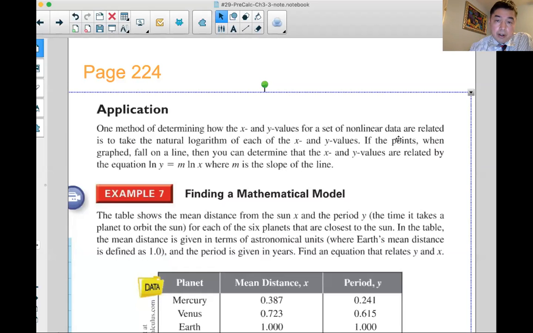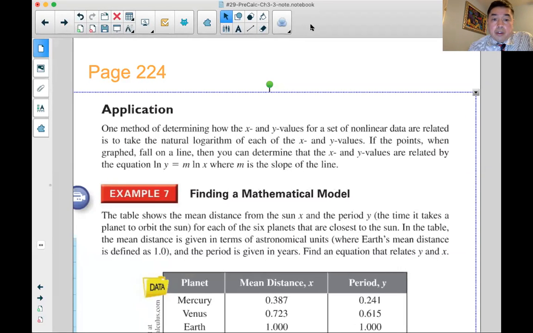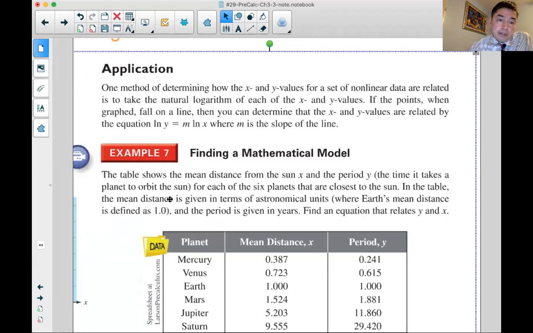Okay, so I hope the other video helped you to understand what a logarithm is, and how it is used in real life applications. So this is another one. It's example 7. Before example 7, let me read the application.